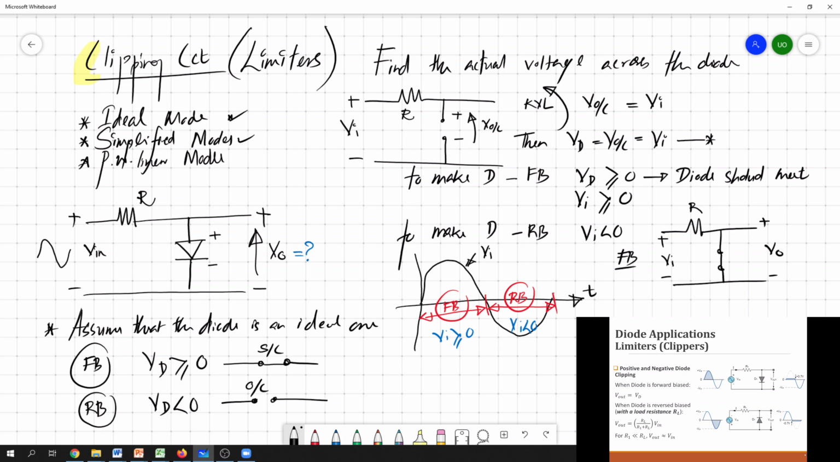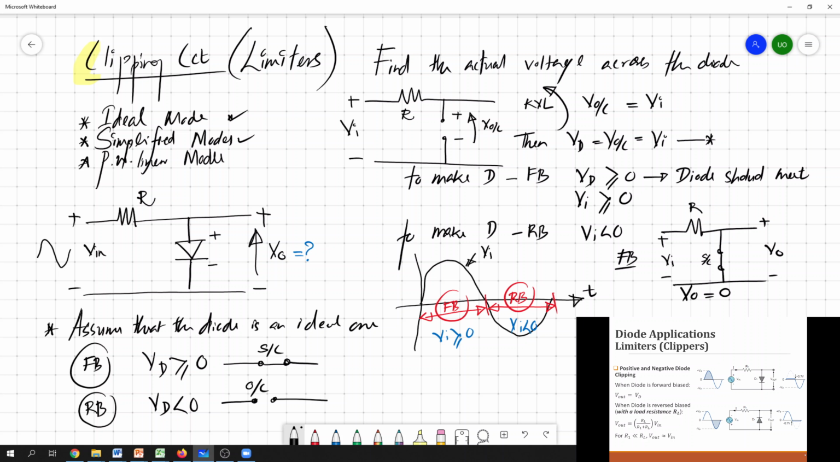So this is the diode. We know that if the diode is forward bias, then the circuit simplifies to this. So this diode can be replaced using a short circuit element. So then we have a short circuit element. So what about Vout? Vout is simply 0 because it's the voltage drop across the diode.